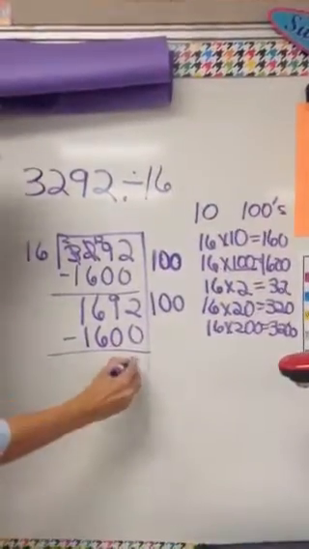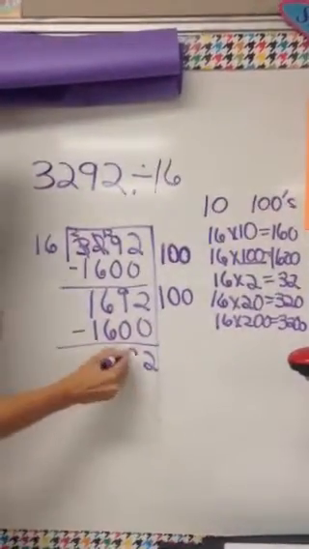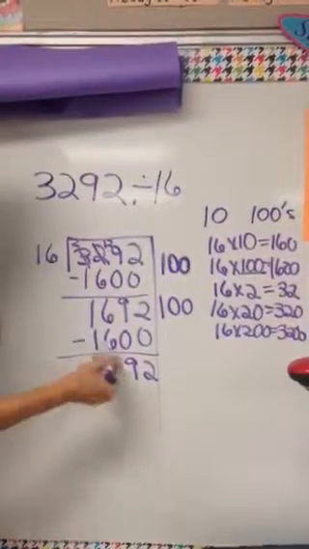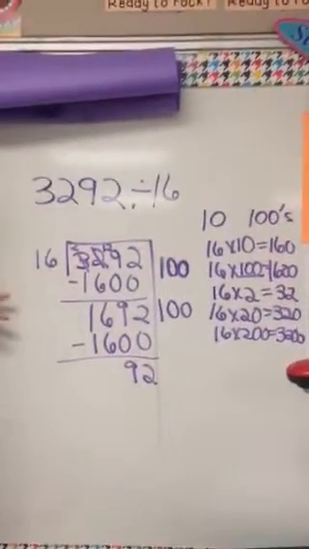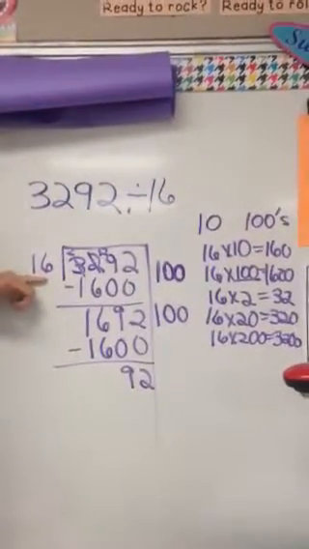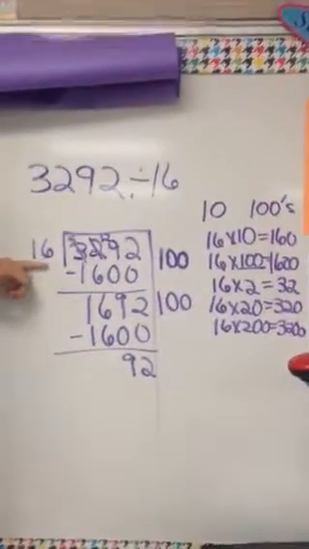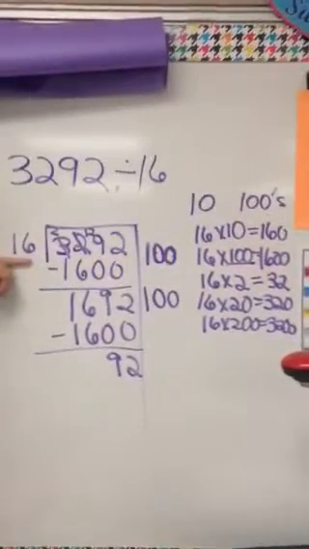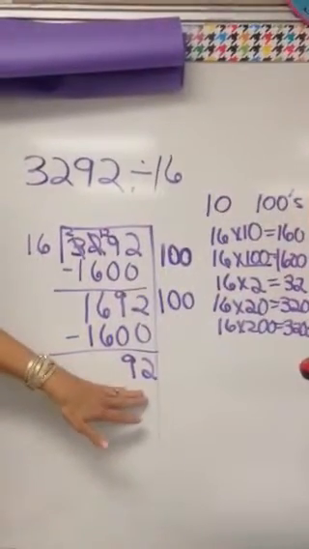Subtract to see what's left. 2 minus 0 is 2. 9 minus 0 is 9. 6 minus 0 is nothing, and 1 minus 1 is nothing. So now I've got 92 left, and I've got to think, what is a multiple of 16? How many groups of 16 could I take out of 92?